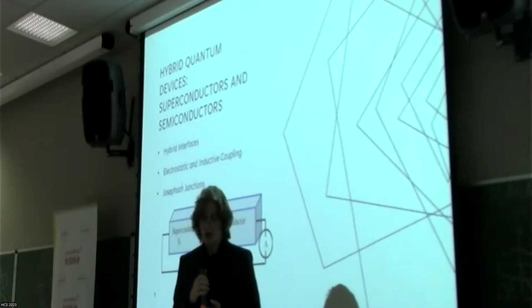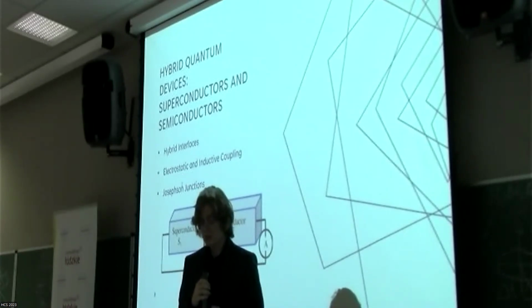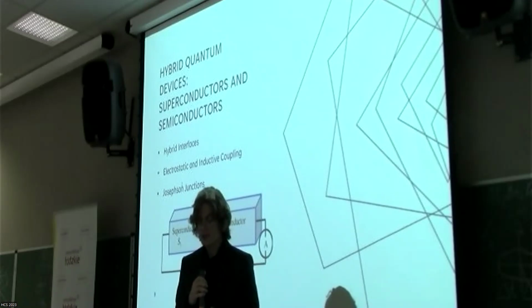One example of this hybrid approach is using a Josephson junction, which is a superconducting device that can interact with semiconductor quantum dots. This hybrid system allows for high-speed qubit interactions and opens new possibilities for quantum computations.